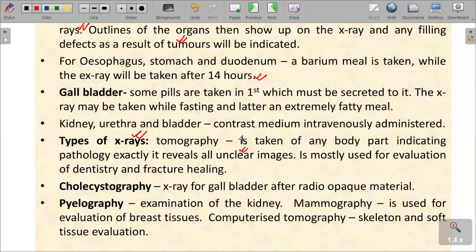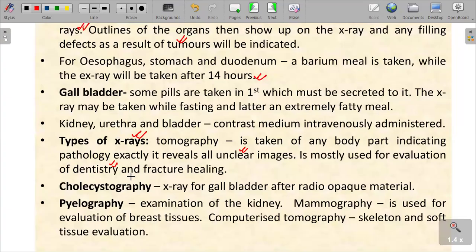Tomography is mostly used for evaluation of dentistry and fracture healing. In terms of this, we are talking about the mouth, the gums, and toothaches. We are saying tomography is the best one. It is used in evaluation of those, as well as fractures, for example from accidents where bones are broken. And then we have cholesterography, which is an X-ray of the gallbladder after radio-opaque material.